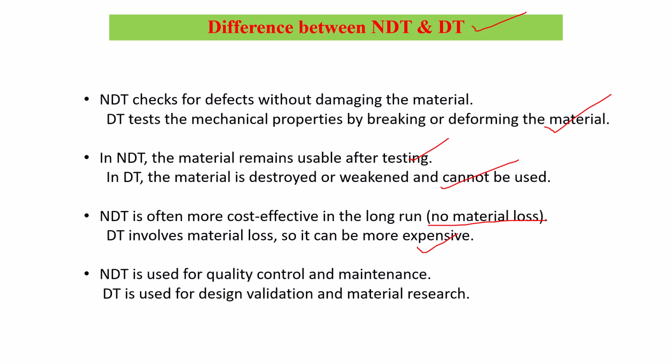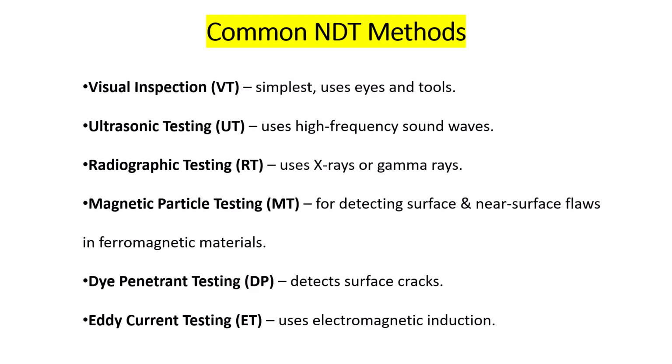NDT is used for quality control and maintenance, whereas DT is used for design validation and material research. Common NDT methods: visual inspection. It is the simplest, using eyes and tools.